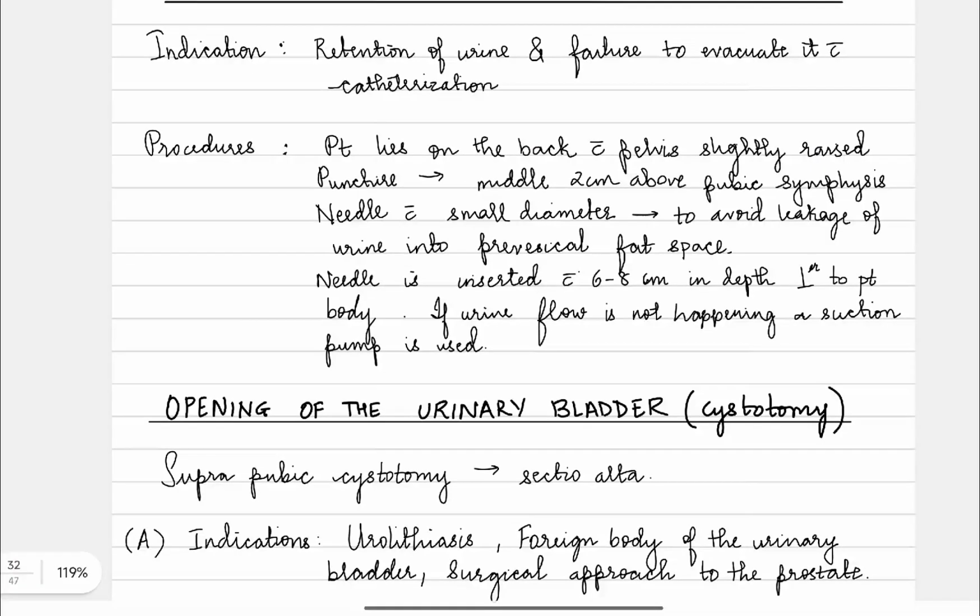Procedure: patient lies on the back with pelvis slightly raised. Then puncture is made in the midline 2 cm above the pubic symphysis, with a small diameter needle to avoid leakage of urine into the prevesical fatty spaces. Needle is inserted 6 to 8 cm in depth, perpendicular to the body. If urine flow is not happening, a suction pump is used.